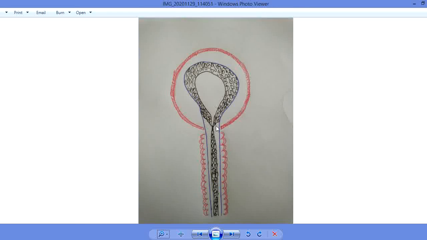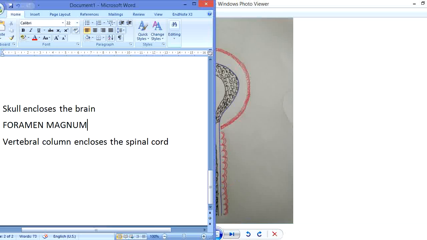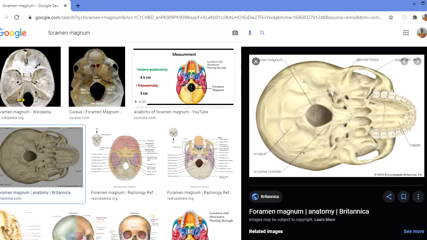This is the foramen magnum, and now this spinal cord goes inside another hole inside the vertebral column, and that hole is called the spinal canal. The spinal cord goes in the spinal canal.